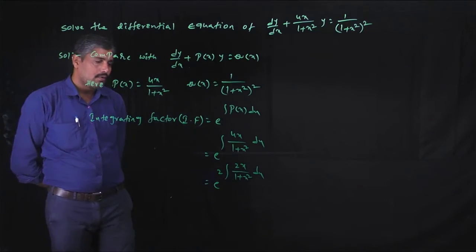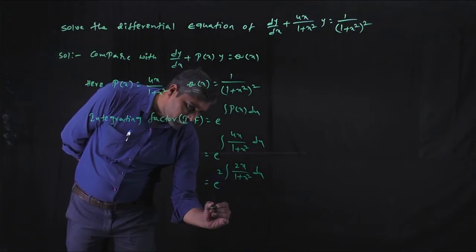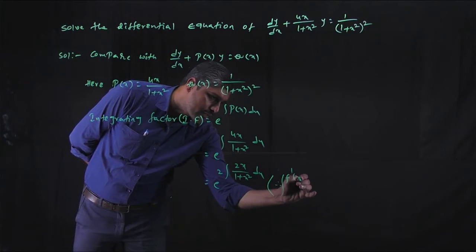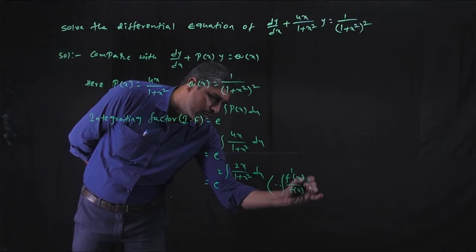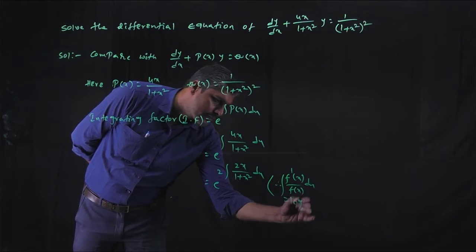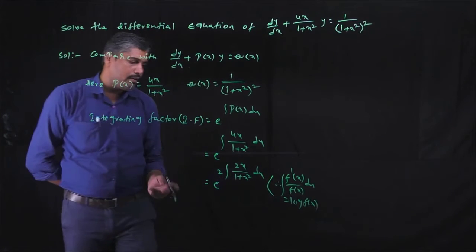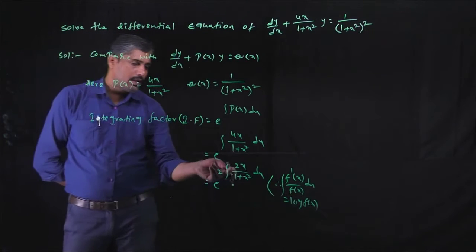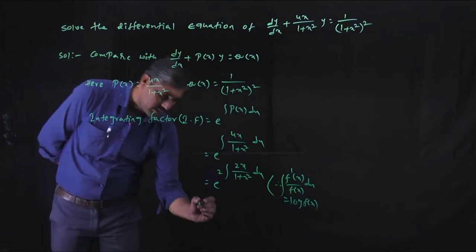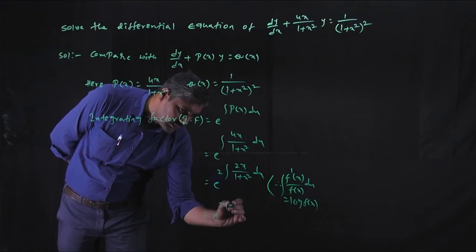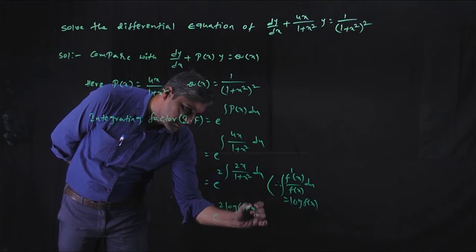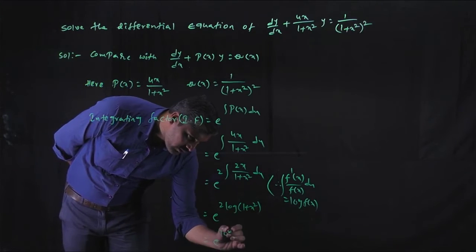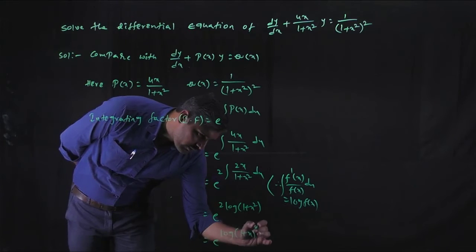Right? We know integral f dash of x by f of x dx equal to log of f of x. Here derivative of 1 is 0, derivative of x square is 2x. That's why here f dash of x by f of x, that is equal to e power 2 into log of 1 plus x square. Right? Take 2 inside, log of 1 plus x square whole square.